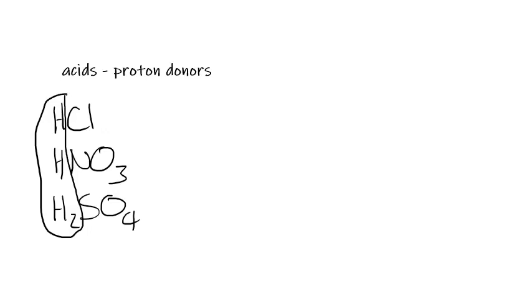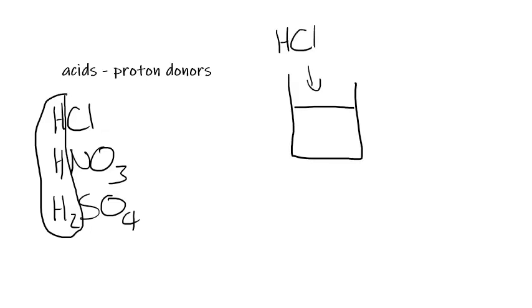Now, something that we looked at last year was that if we had a solution of water and we were to add HCl to that solution, then we said that HCl would dissociate. So the hydrogen ions would break apart from the chloride ions.